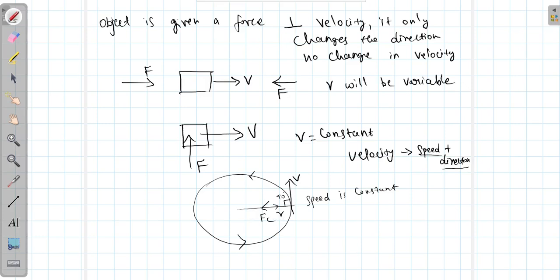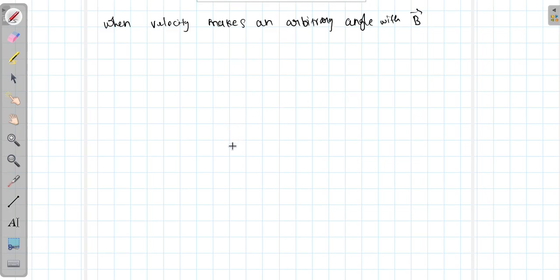Now we'll go for an angle which is not equal to 90. When the velocity vector makes an arbitrary angle with the magnetic field, in this case we have to go for the three-coordinate system.